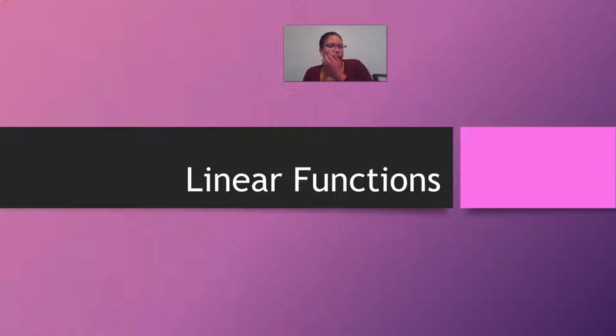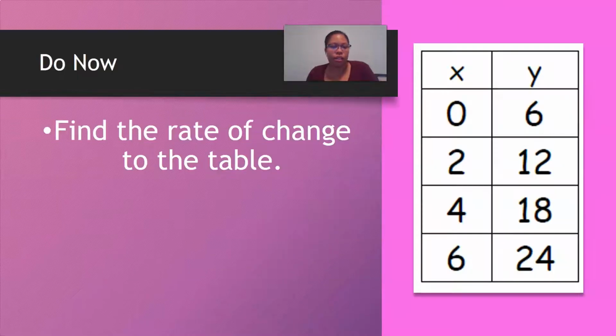This week's lesson is focusing on linear functions as a whole. So basically you have two learning targets. The goal for this lesson is: can I create a linear equation y equals mx plus b from different representations? And can I interpret what those equations mean in real words? So let's go ahead and get into it.